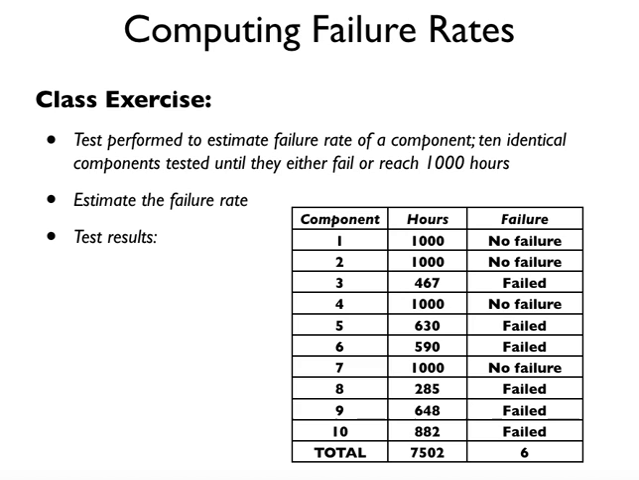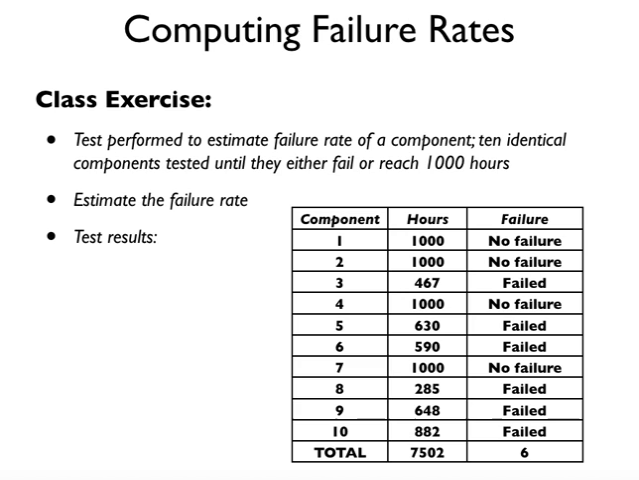There's a total of 7,502 hours of total test time, or I would say total amount of time where a part is working, because the total amount of test time would in theory be 10,000 hours. So 7,502 hours of working time out of the 10,000 total allotted hours. And then each component that's failed has a specific time value at which it failed.